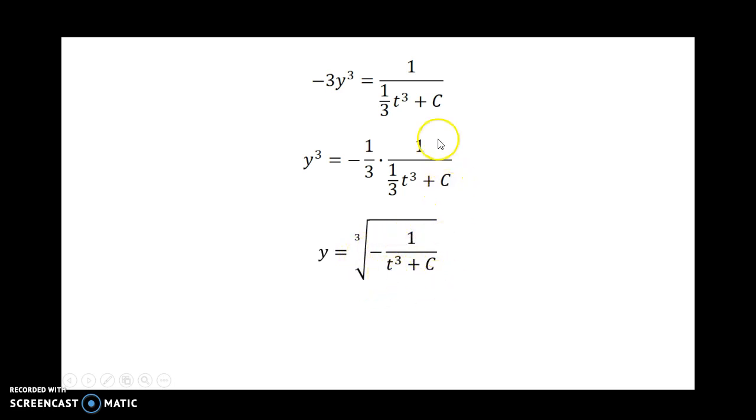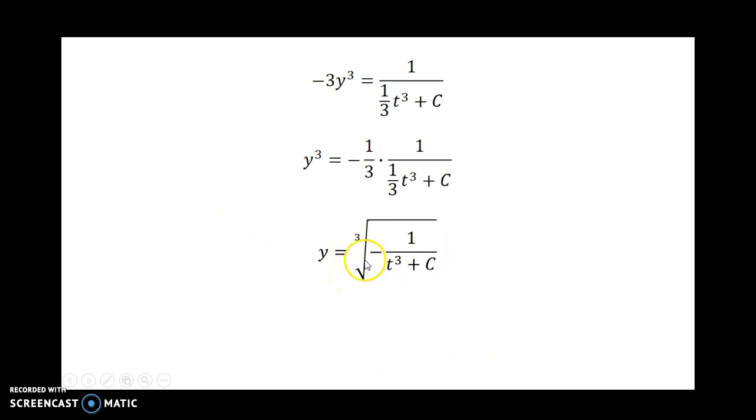Now you've got to be real careful. You cannot just willy-nilly move the c out of the denominator, because dividing by a term involving c is different than simply adding a term involving c. So you can't move that over here. You can't leave it in the numerator. It's got to follow that 1/3 t cubed plus c. Okay, so this is our final answer.